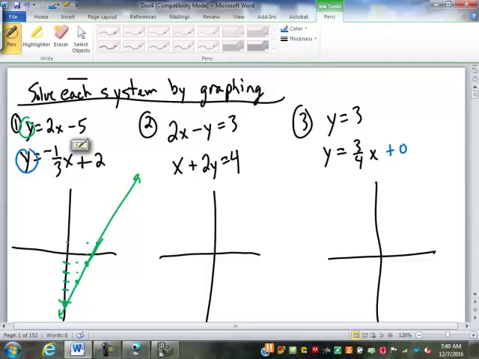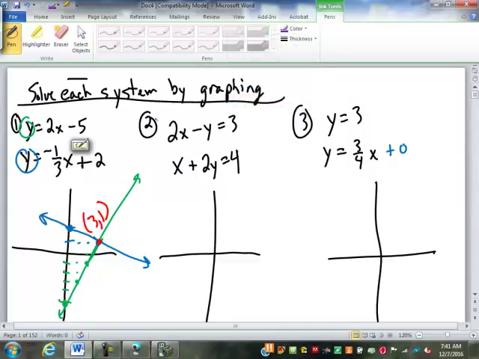Bottom one, where do I start? +2. From there I go down 1 over 3. Where do they cross? What's the point? 3, 1. Perfect.